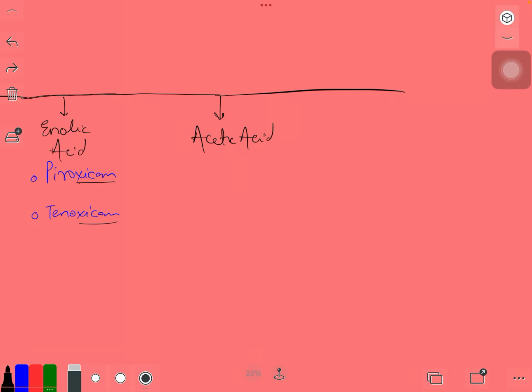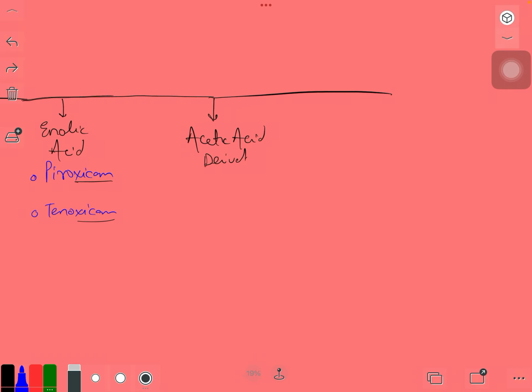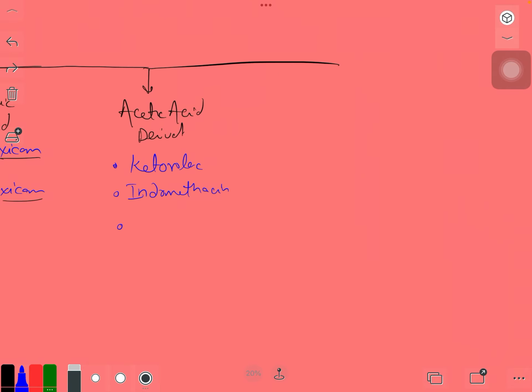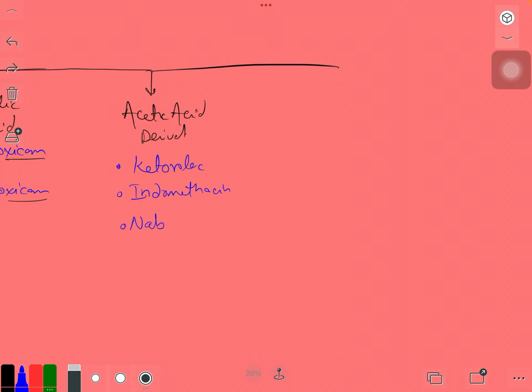acetic acid derivative, and these three drugs come: ketorolac. I will also tell you the uses in the next lectures. Indomethacin. The main focus of this lecture, just know that these kinds of drugs exist and in which category they belong. And lastly, nabumetone.